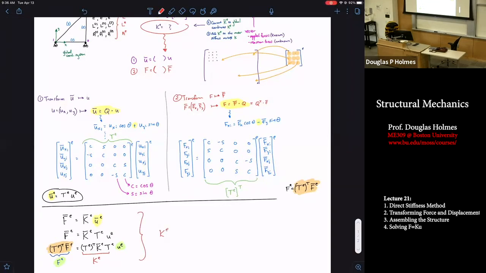So my stiffness matrix for an element in global coordinates looks like this. I'll point out that this really looks just like all the stress transformations that we already did. Our transformation matrices are a little bit more complicated. Normally we just have Q, which is just cosine, sine, negative sine, cosine. Now we have a little more complicated stuff because we have four things that we're rotating, but it's really just two Qs.